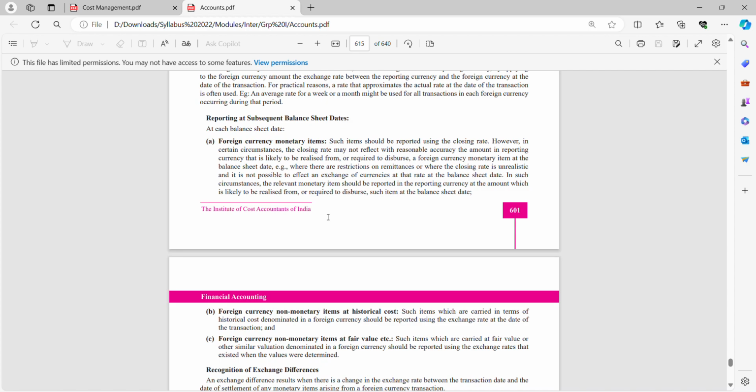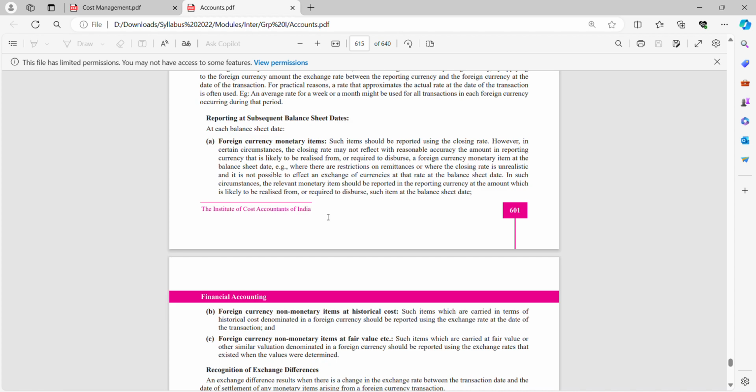Then we have foreign currency non-monetary items at historical cost. Such items which are carried in terms of historical cost denominated in a foreign currency should be reported using the exchange rate at the date of the transaction.